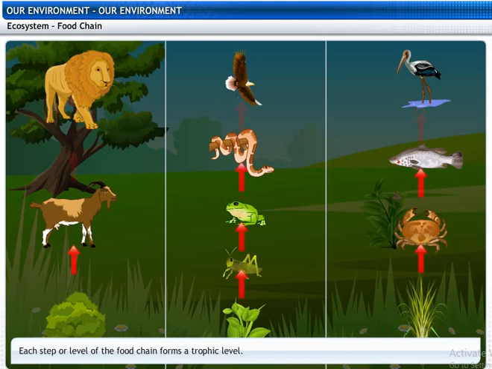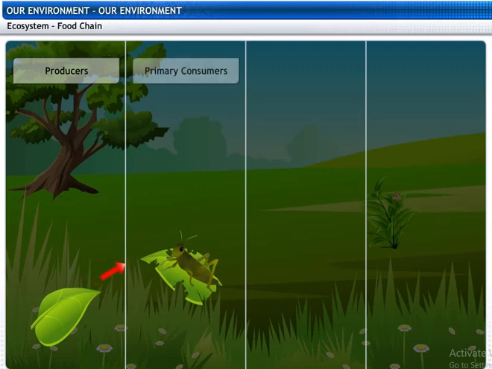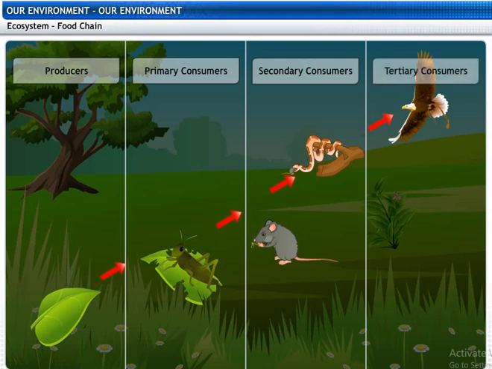Trophic levels are categorized as per their feeding behavior. The autotrophs or the producers, that is, the plants, are at the first trophic level. The herbivores or the primary consumers, like bees, insects, come at the second level. Small carnivores like rats, snakes, or secondary consumers come at the third level, and larger carnivores like an eagle or tertiary consumers form the fourth trophic level.